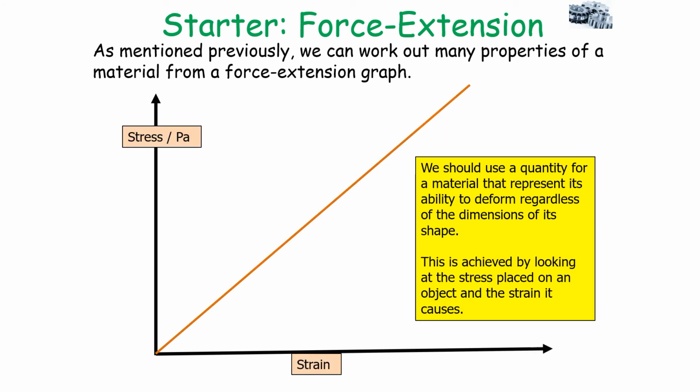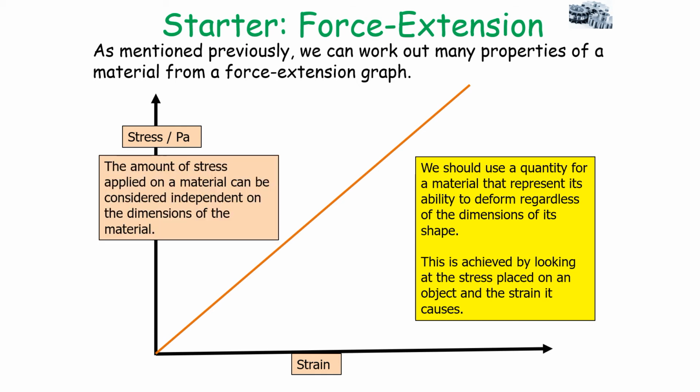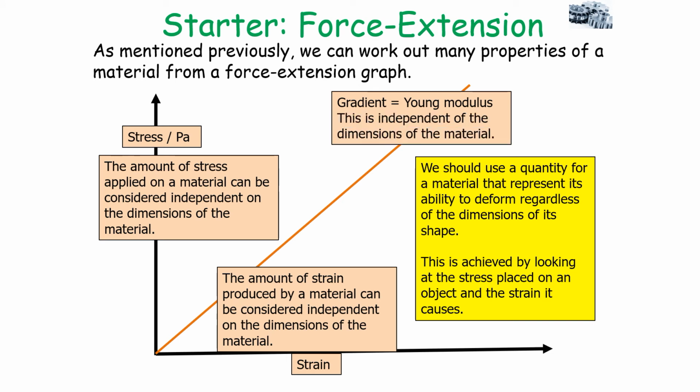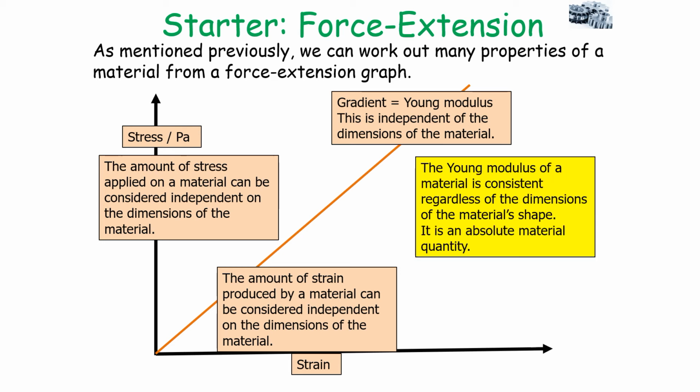Now this is achieved not by looking at a force extension graph, but rather by looking at a stress strain graph. Now stress is something applied on a material which can be considered independent of the dimensions of the material, and strain is again produced by a material but is considered to be independent of the dimensions of the material. So the gradient of our stress strain graph, our Young modulus, is in fact independent of the dimensions of the material. So it's very important to note this, that the Young modulus of a material is consistent regardless of the dimensions of the material shape. It's an absolute material quantity.